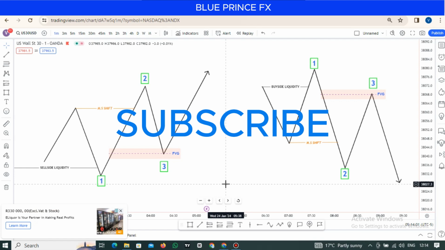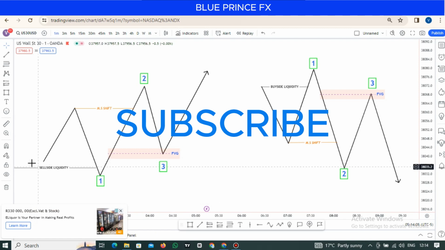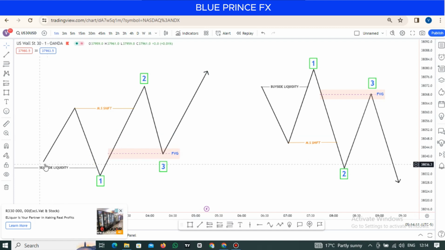Okay, guys. So the basic essential of the model is you first want to see a run on liquidity. For example, if you are bullish, you want to see price running below an old low, meaning sell side liquidity is being taken. Sell stops are being taken out of the market. That's why I label it number 1. So your number 1 step is you first have to see the market running below an old low and taking out sell side liquidity.